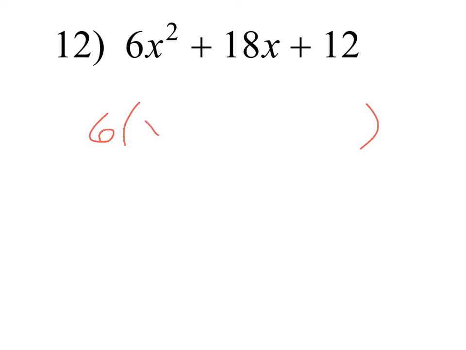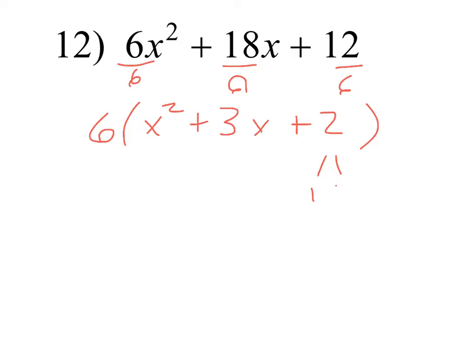X squared plus 3x plus 2. Perfect. So we divided all of these numbers by 6. So now what do we do? The factors of 2 are 1 and 2. So then 6 in parentheses x plus 1, and then x plus 2. Perfect.